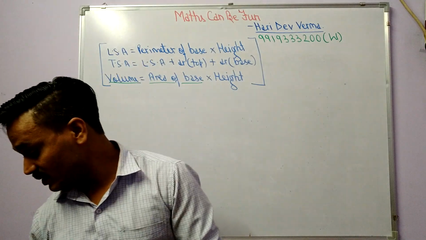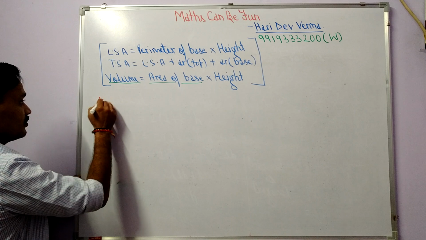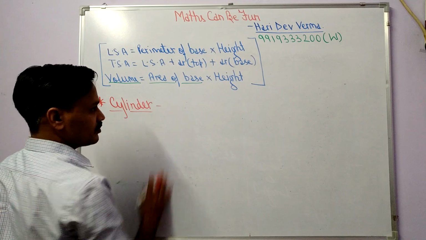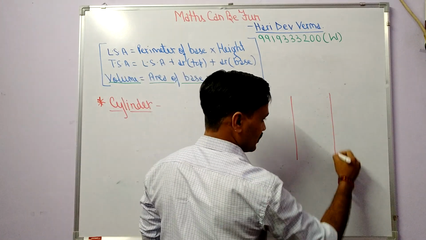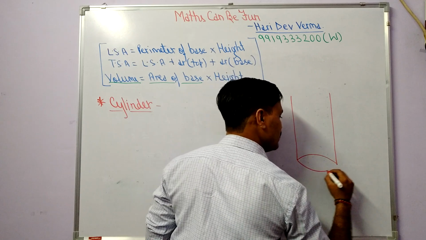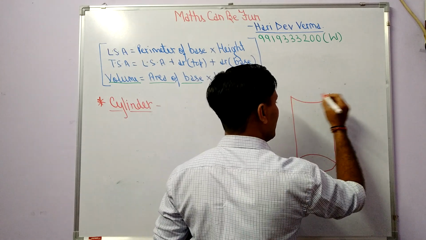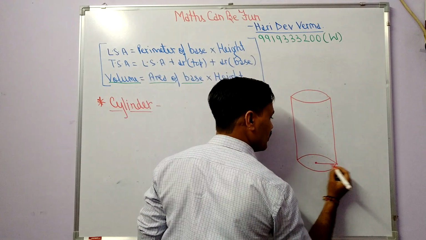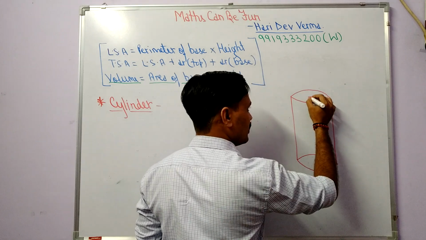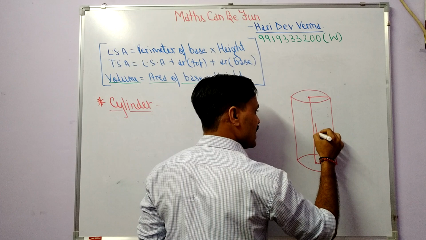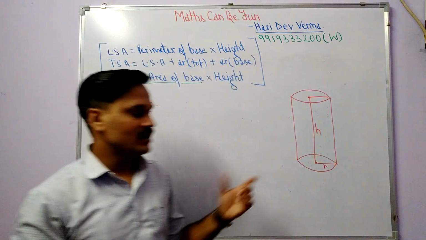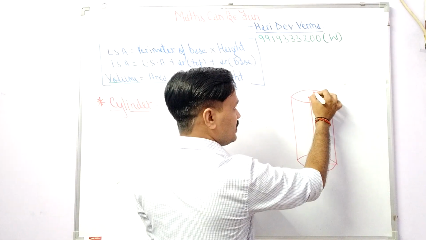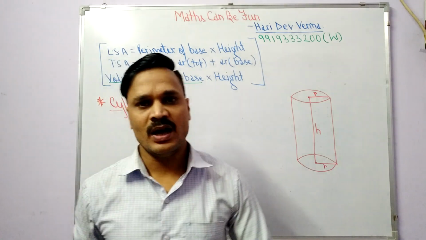So I'm going to discuss the cylinder now. So cylinder, let its top be circular and its base also circular. Let the radius of the cylinder be r and the height of the cylinder be h. Both the circles have the same radii, so if it is r, this is also r.